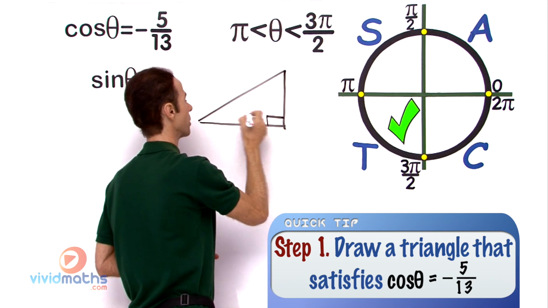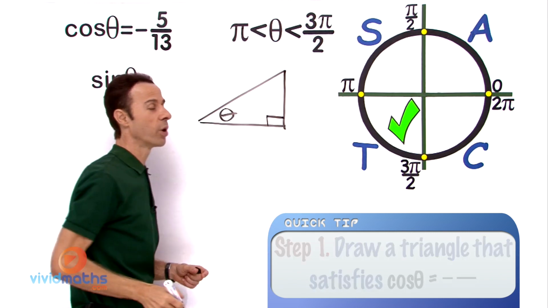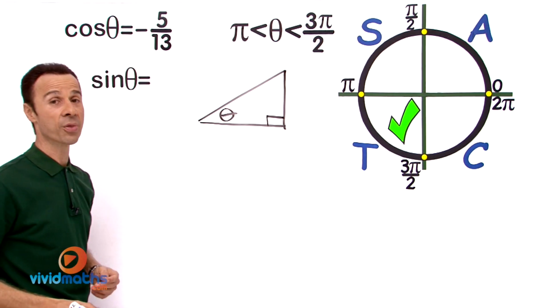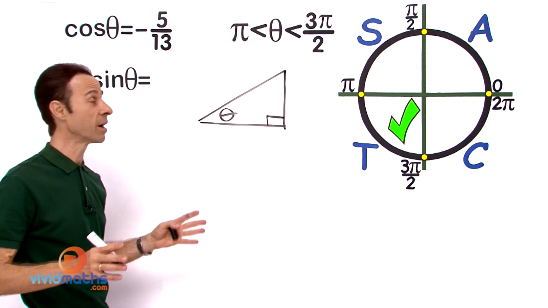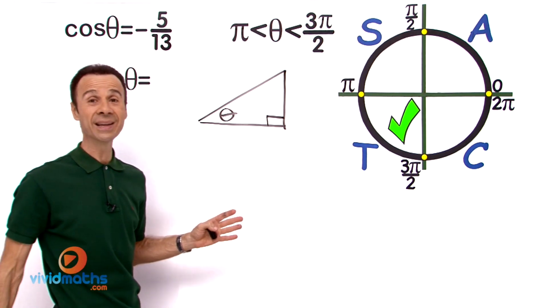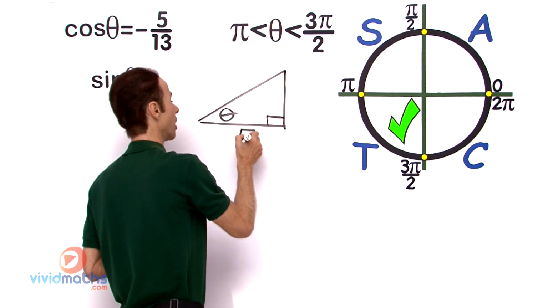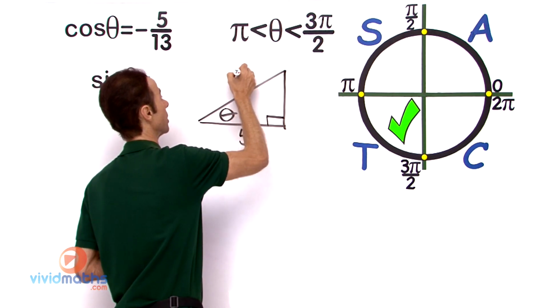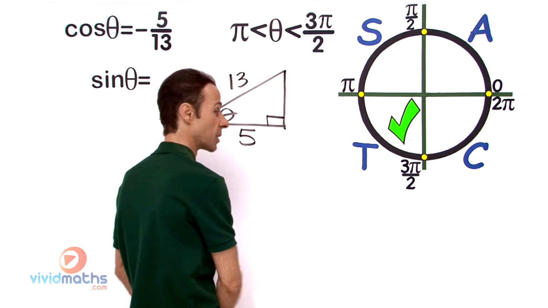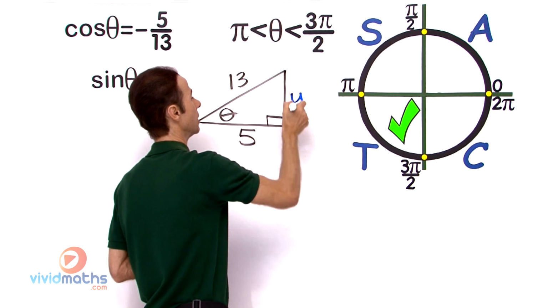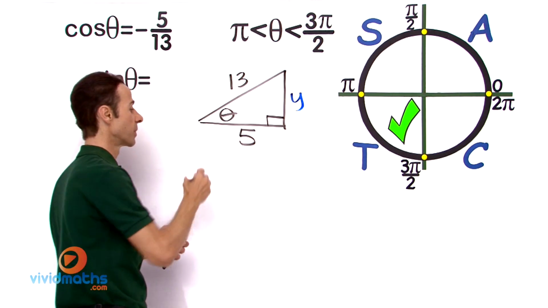Right angle triangle. Here's our theta. Okay, what are we given? Well, we're given cosine theta is 5 on 13. Let's forget the negative for now. 5 on 13. Cosine is adjacent over hypotenuse. So adjacent is 5, hypotenuse is 13. What's missing is the opposite right over here. We'll call it y.